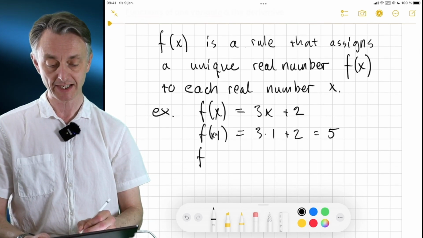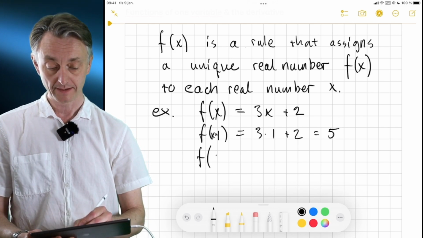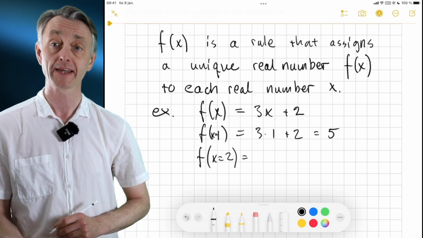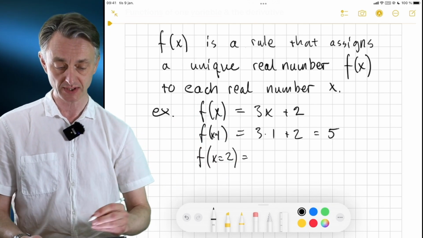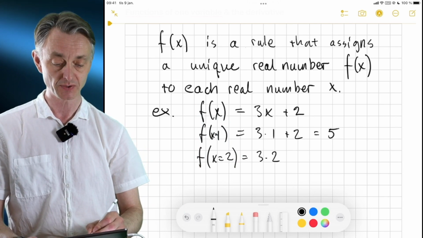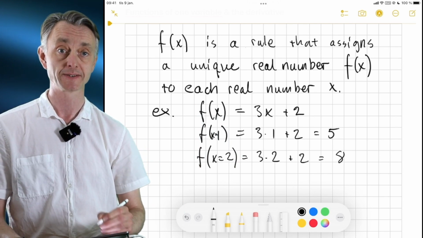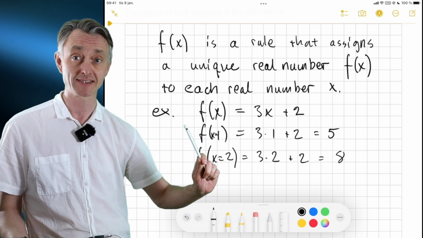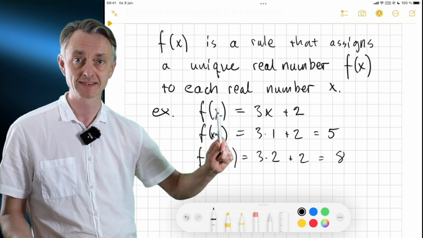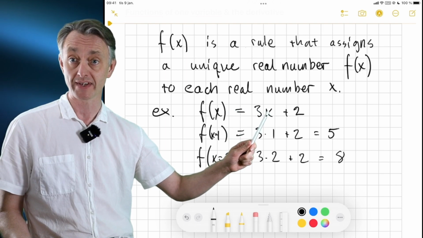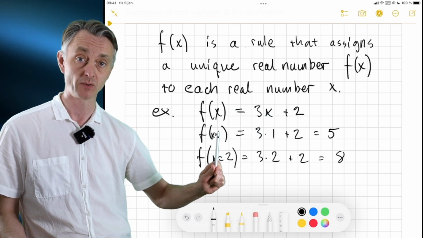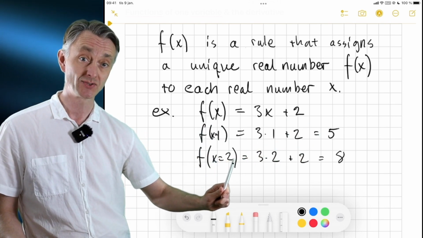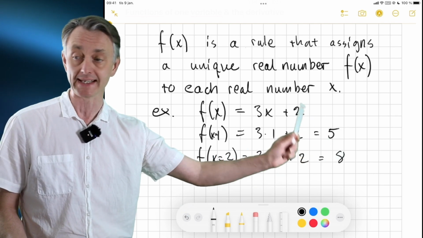And let's say f of x equal to 2. Then what is then the value of this function? Well, it's going to be 3 times 2 plus 2 equals 8, and so on. So this is the function, that's a rule that assigns a real number, that's the f of x, to each value of x. So here when x takes the value 1, the value of the function we get is 5, and when x is 2, the value of the function is 8.